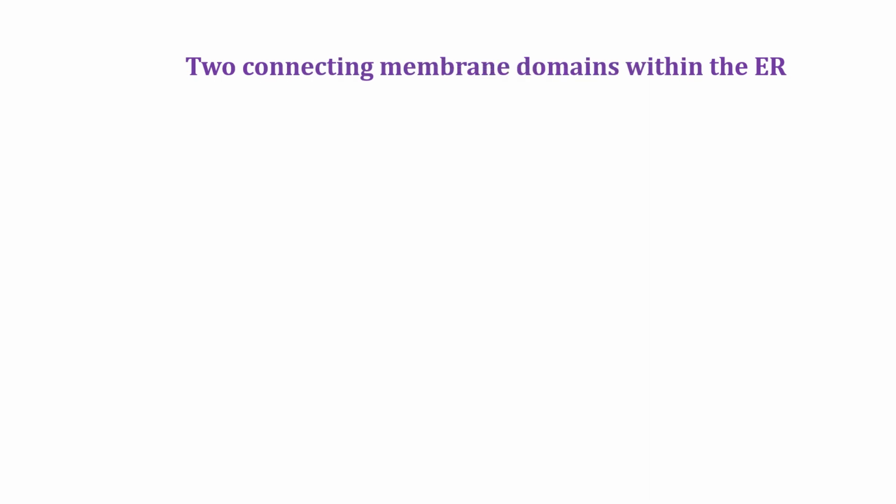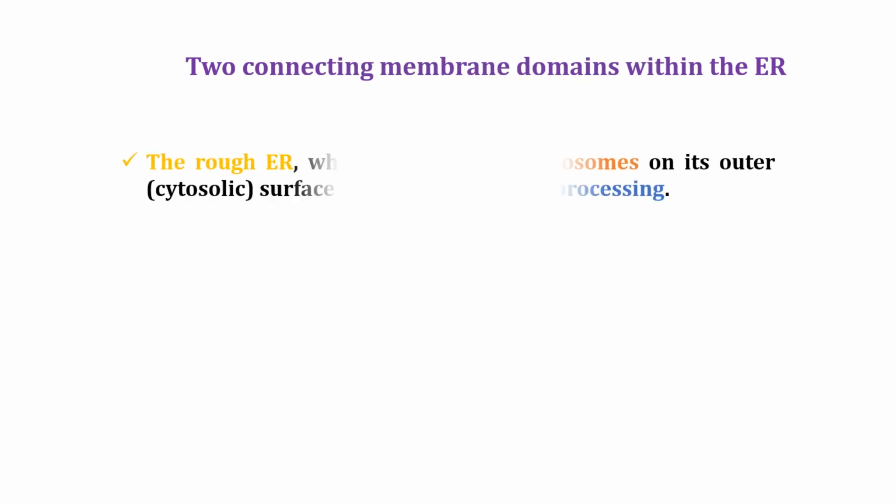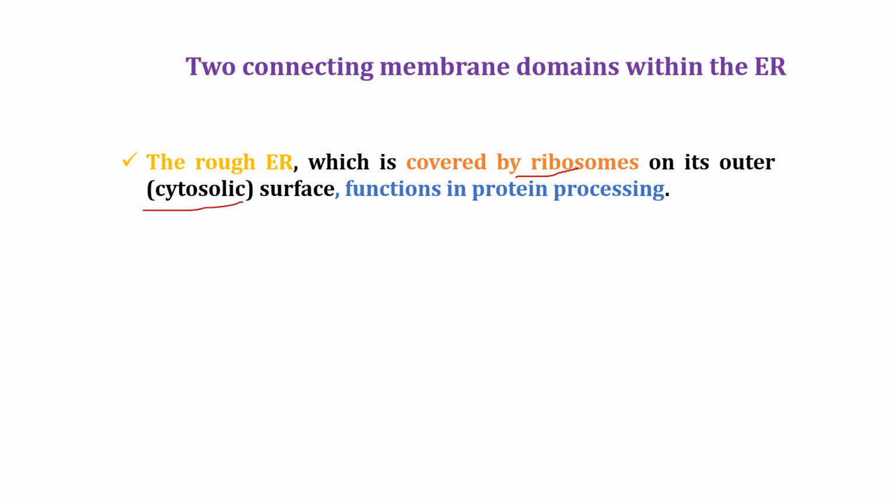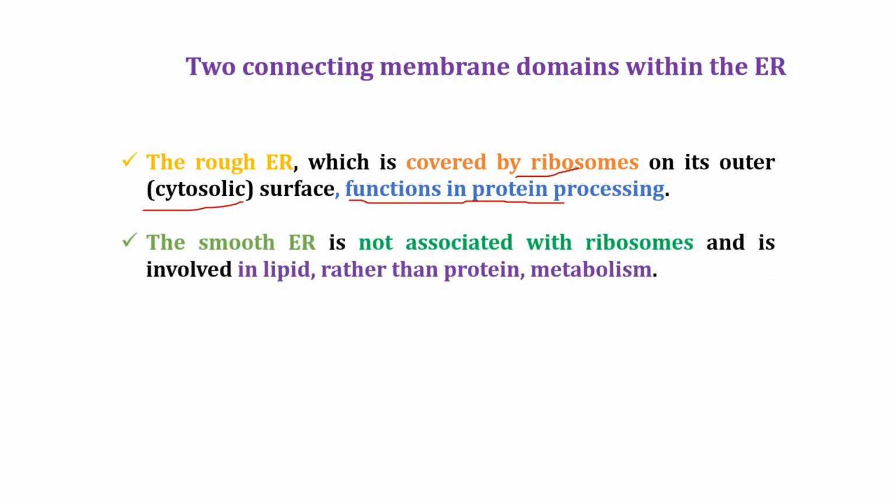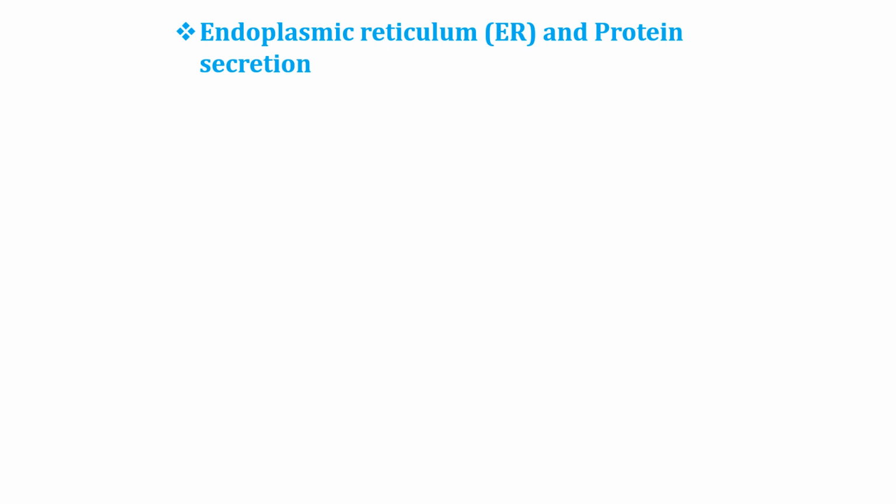There are two connected membrane domains within the ER that perform different functions within the cell. The first one is the rough ER, which is covered by ribosomes on its outer or cytosolic surface, and its main function is protein processing. The second one is the smooth ER, which is not associated with ribosomes and is involved in lipid metabolism rather than protein. Now, endoplasmic reticulum and protein secretion.